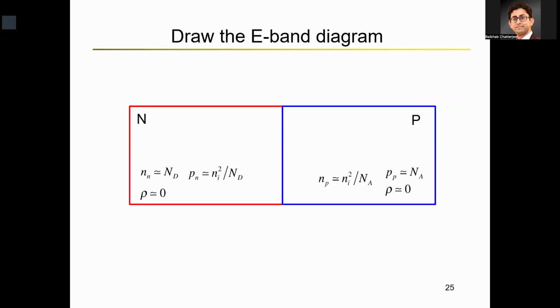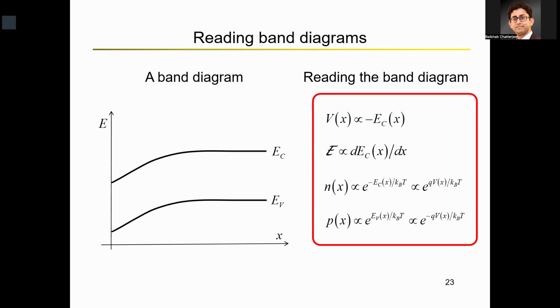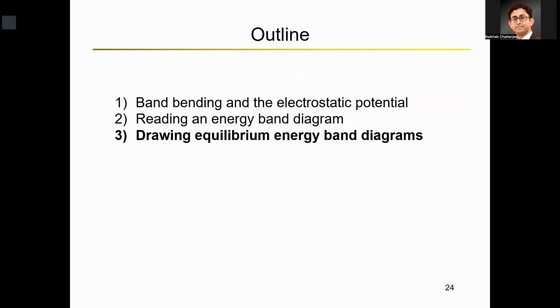Now, that's what we saw for a MOS structure, a metal oxide semiconductor structure. Let's take a look at how the energy bands look like in a PN junction diode. And then we'll try to combine both of them. How does it look like for a MOS structure and how does it look like for a PN junction? And then we'll try to figure out how it looks like for a MOSFET.